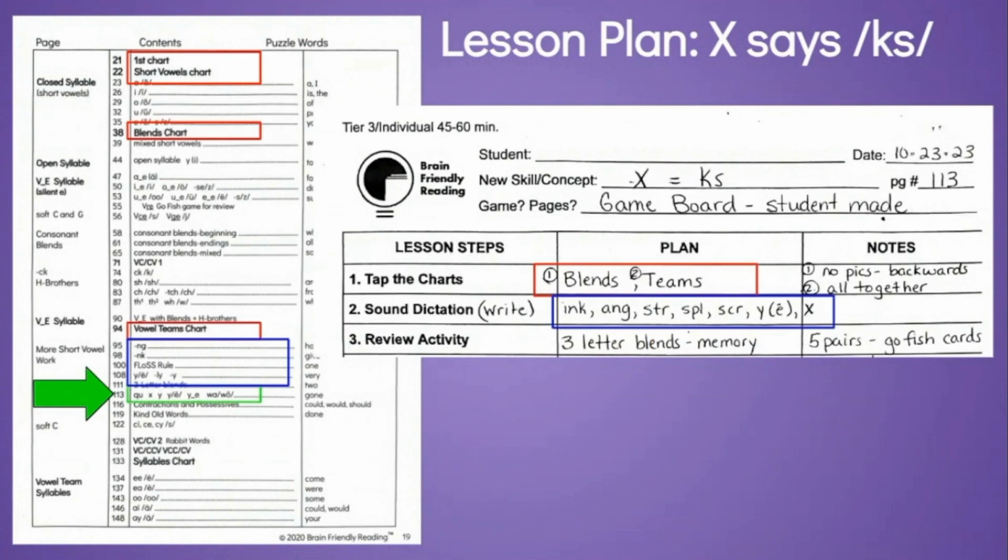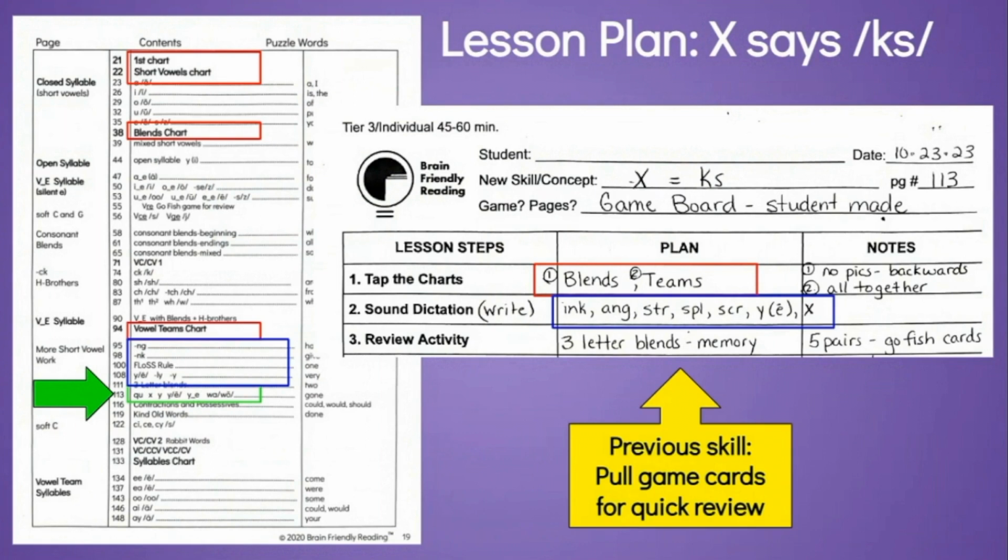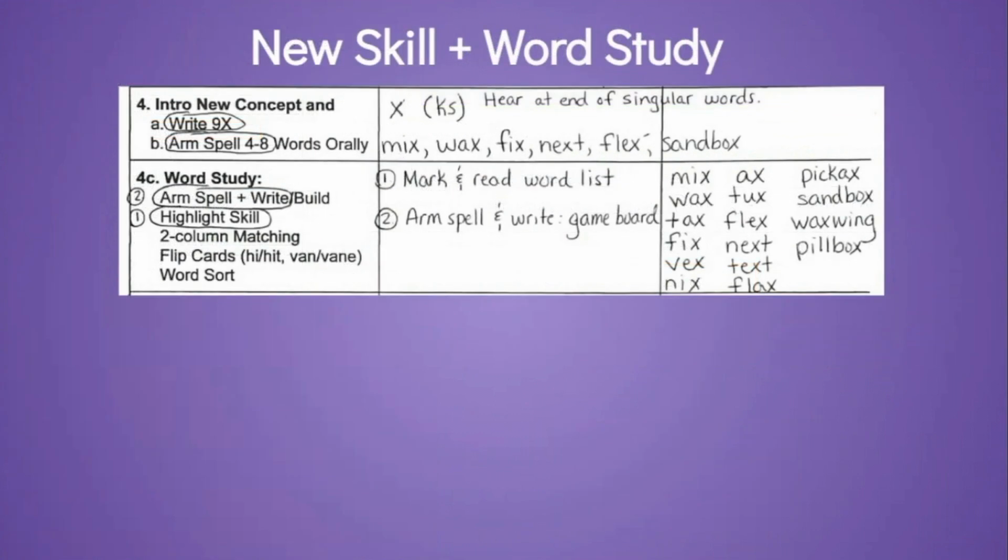After sound dictation, we will do a review activity. The activity I have chosen is a 3-letter blend activity since this was the previous lesson. We will play a short memory game by choosing 5 matching pairs from the Go Fish cards. This next part of the planning page is introducing the new skill followed by word study.